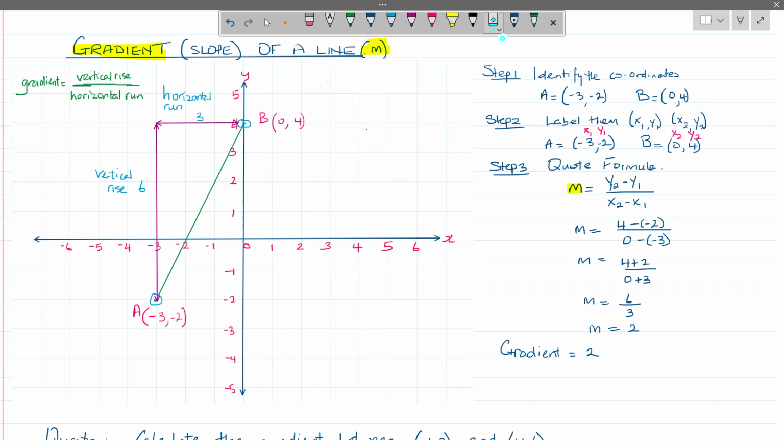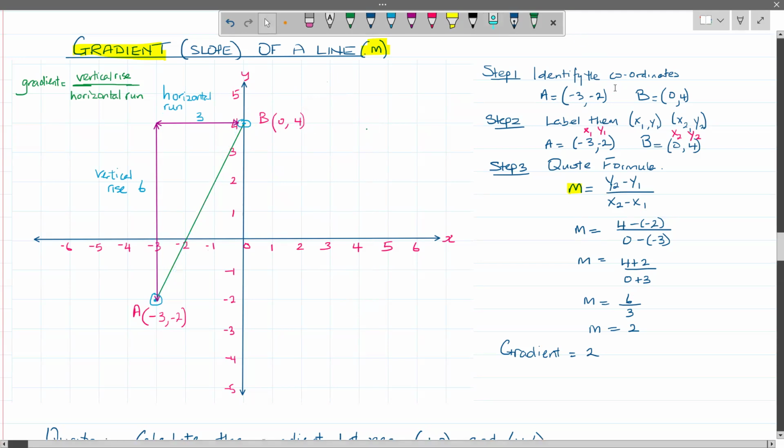Everybody understand that? And this is why when we change directions, let's say the point was going this way instead, then my horizontal run, because I'm going to the left, will be negative. Right? But I'm still increasing upwards. So the vertical rise going up this way will be positive. But then I'm going across to the left, so it'll be negative, and I'll get a negative gradient. So this is why a line that looks like this is going to have a negative gradient, and one that looks like this is going to have a positive gradient. Give me a thumbs up if you're okay with that.